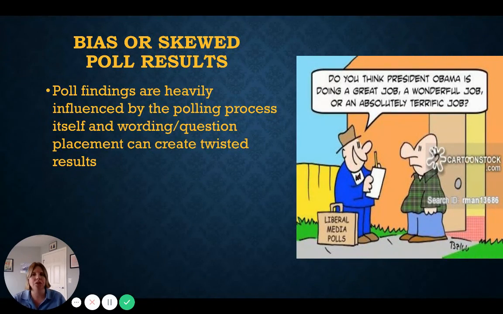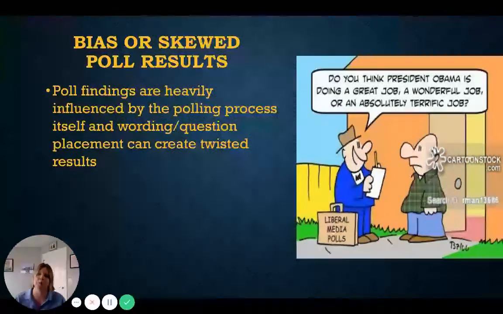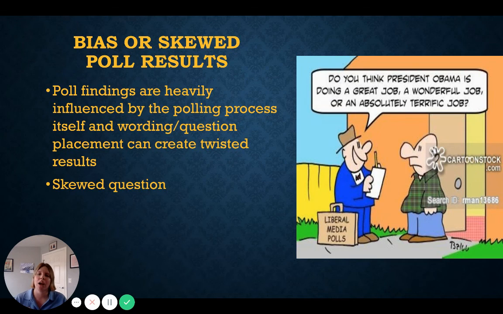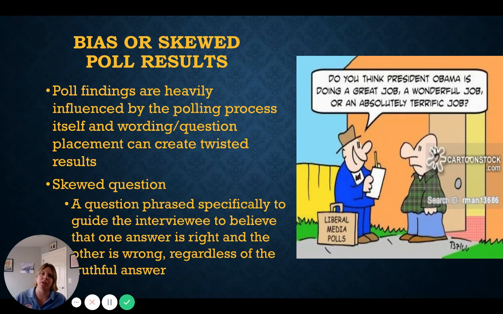And so, bias or skewed results. Again, we should know that poll findings are heavily influenced by the polling process itself. The wording matters, the question placement matters, and all of those can create twisted results or results that don't accurately reflect what the public may think about an issue. A skewed question is one in which you're basically trying to get a specific type of answer from a person. And so a biased poll will use skewed questions and then advertise and publish biased results.